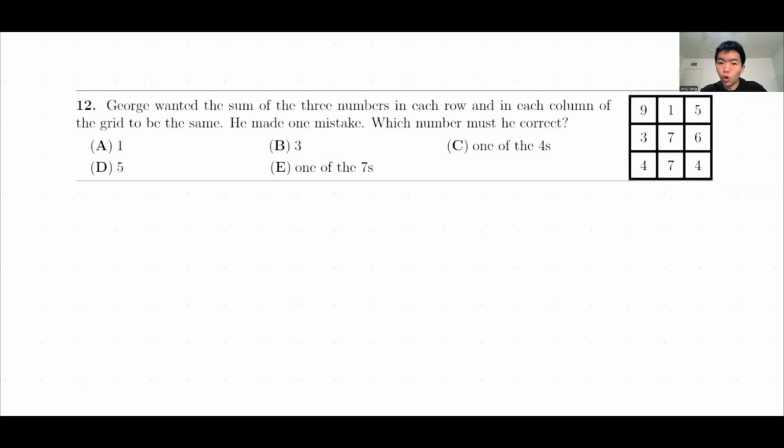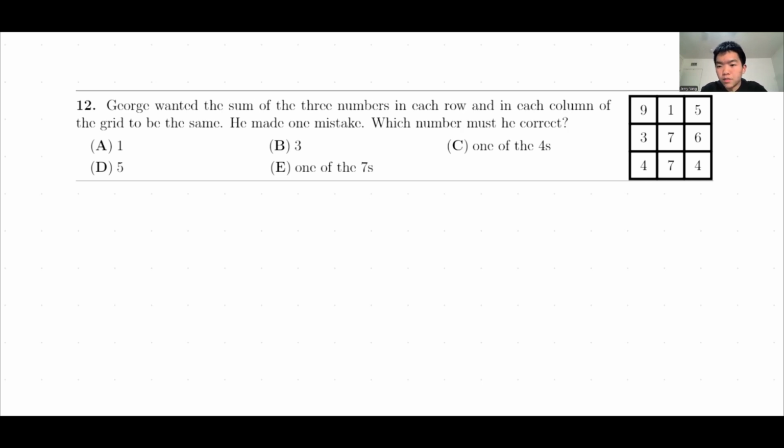All right, we got question 12, which says, George wanted to make the sum of the 3 numbers in each row and each column of the grid the same. He made one mistake. Which number must he correct? This is pretty simple. Let's just go through all of the columns and all of the rows, like we did for a previous problem. Let's start with the rows.